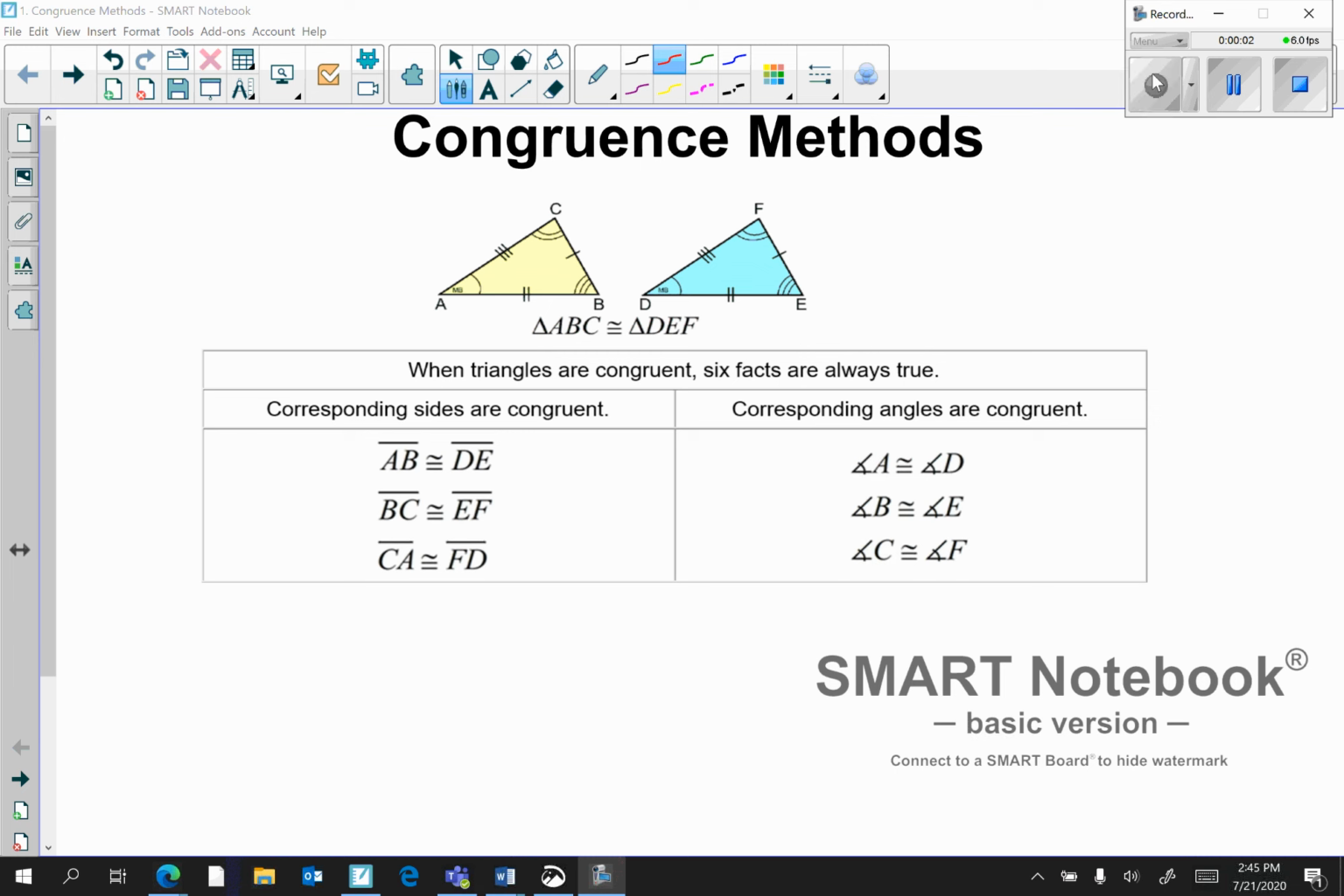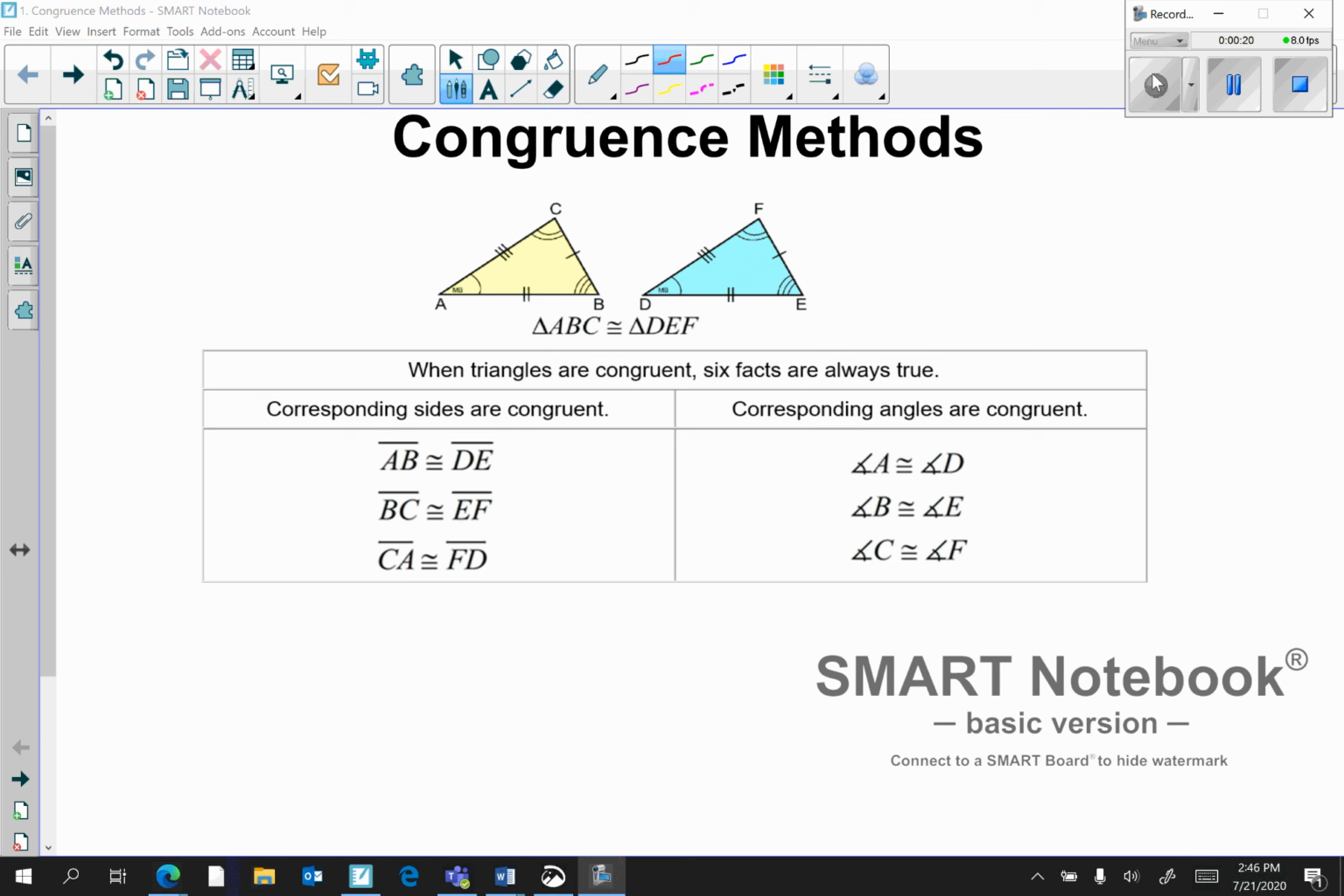Hi everyone, in today's video we're going to be discussing congruence methods. So here we have triangle ABC is congruent to triangle DEF, and both of those triangles are marked with congruence marks. When triangles are congruent, 6 facts are always true.